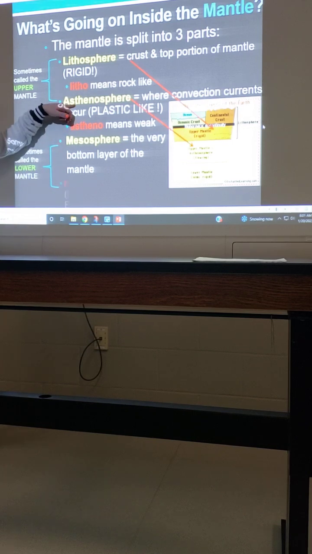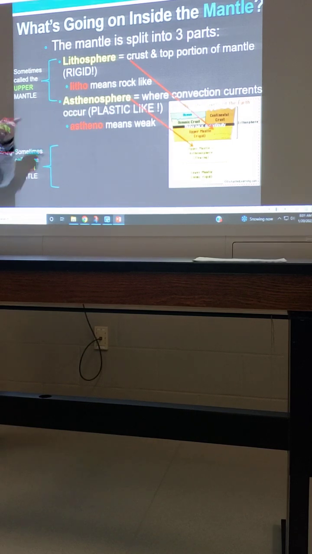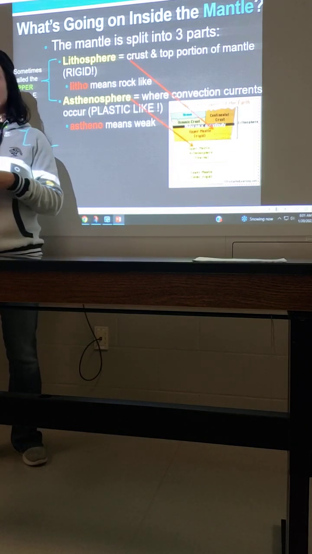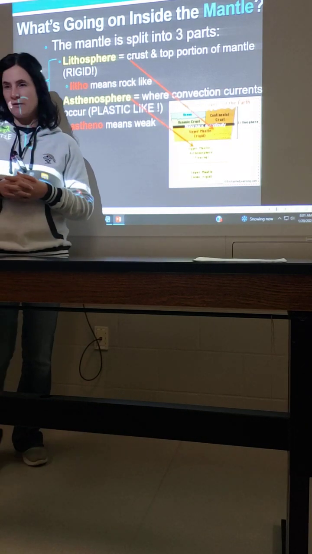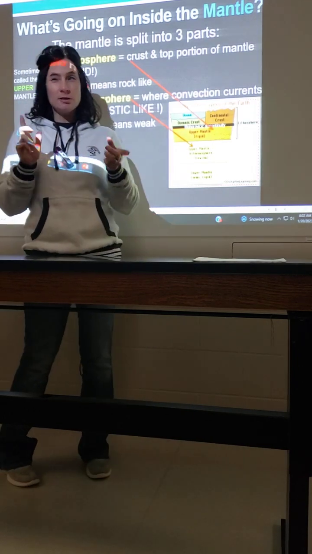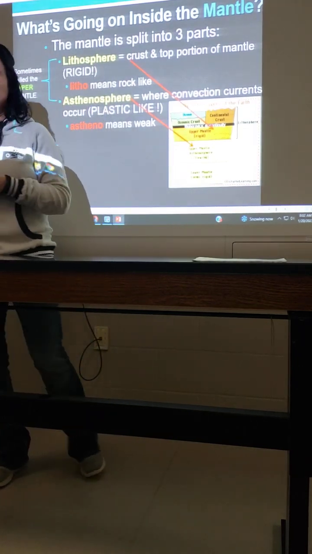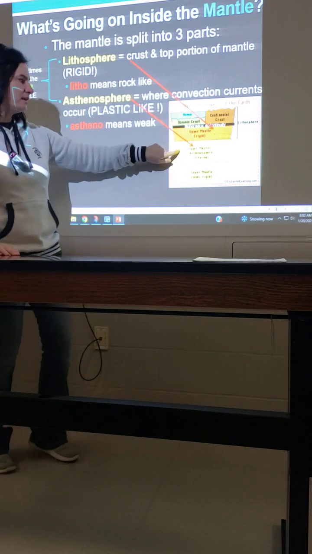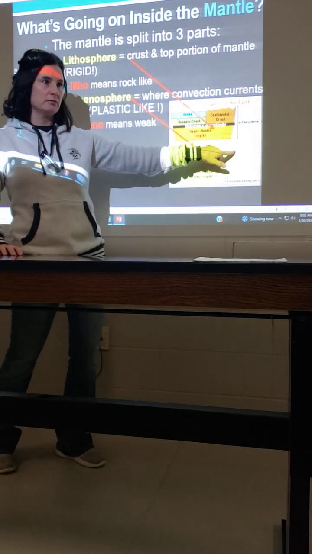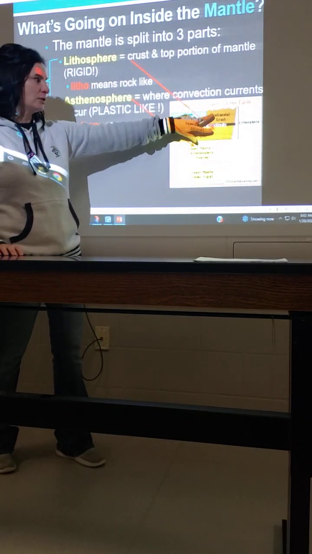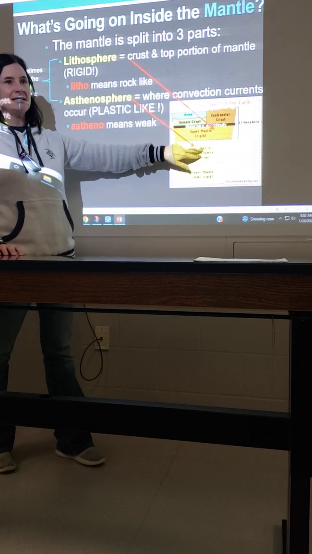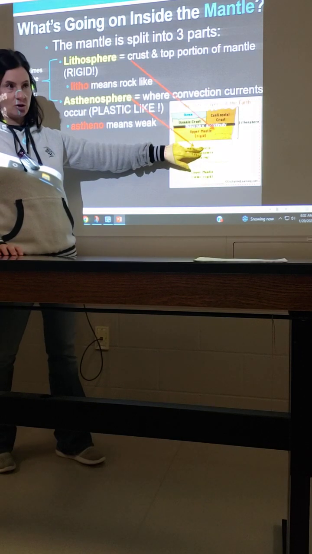The special thing about the asthenosphere that you need to know is this is where the convection currents take place. And we're gonna talk about what convection currents are. Should sound somewhat familiar from last year, and we'll see if anybody remembers that in a minute. So the asthenosphere is kind of like this middle mantle layer. Okay, so we have the upper, which is included in the lithosphere. We have the asthenosphere, and the important part here is this is where the convection currents happen.